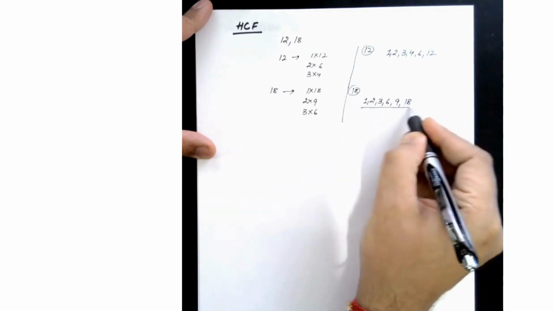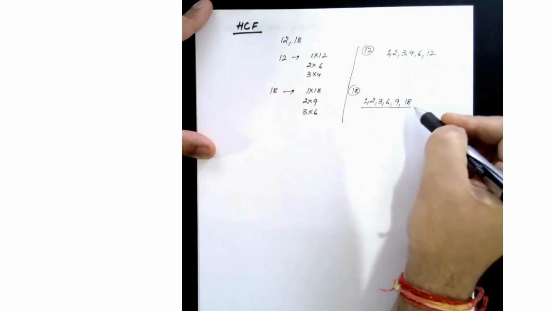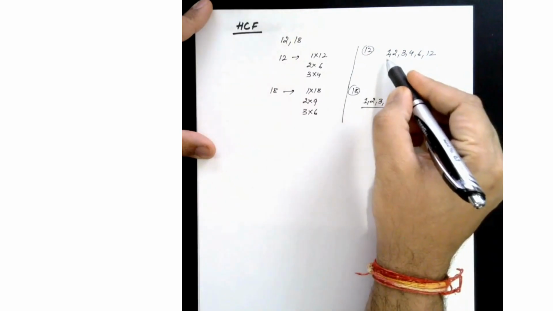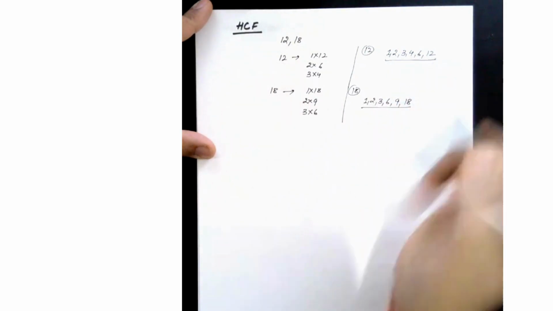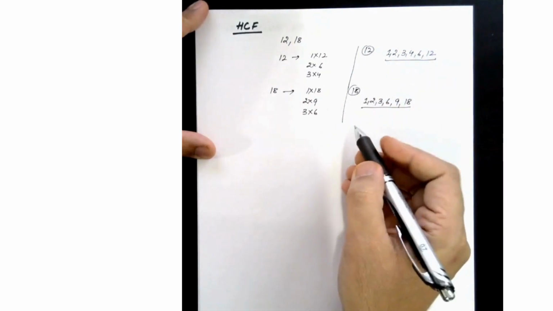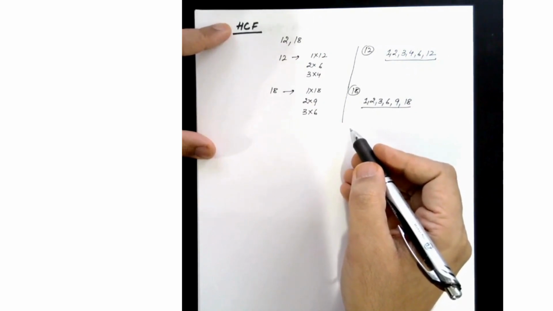So these are the factors of the composite number 18, and these are the factors of the composite number 12. So what is HCF? HCF is the highest common factor.